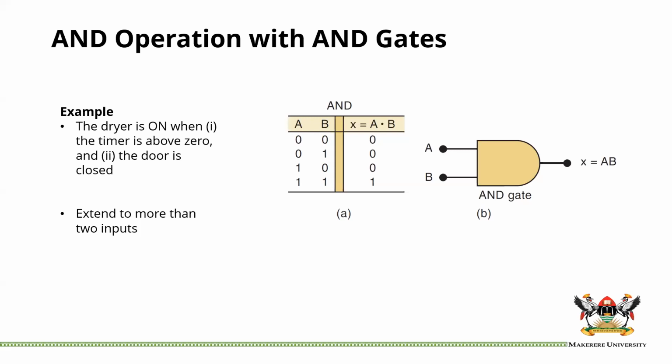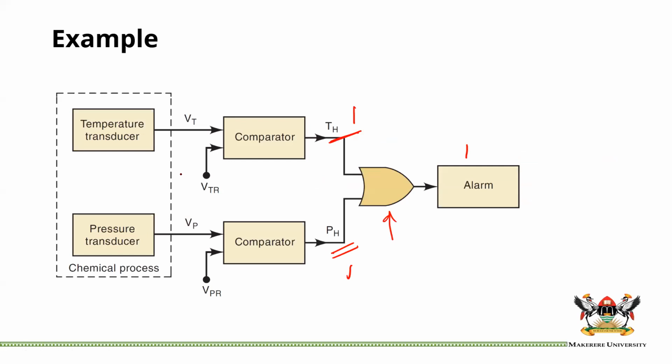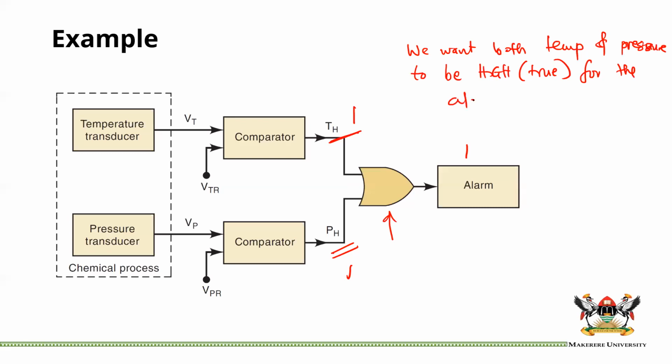So imagine that in the case of our comparator here, of our system here, we could have a situation where we want both temperature and pressure to be high or true for the alarm to go off. So in other words, this AND is what we are calling the AND operation.